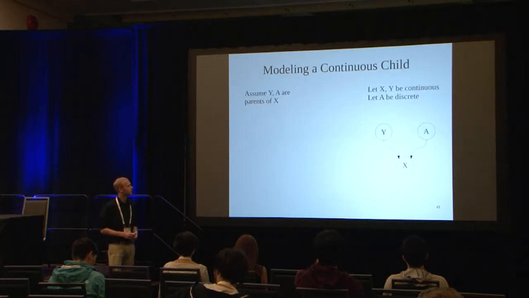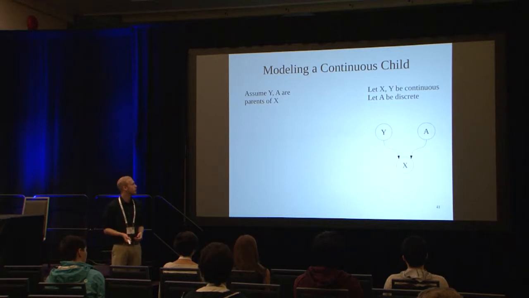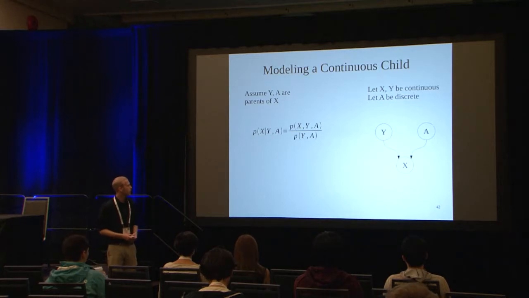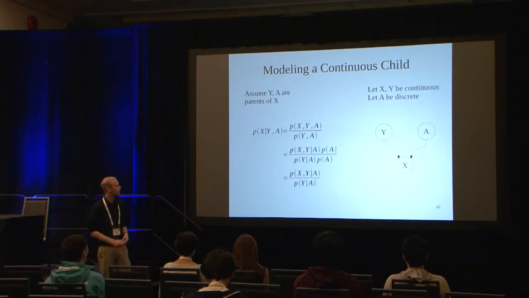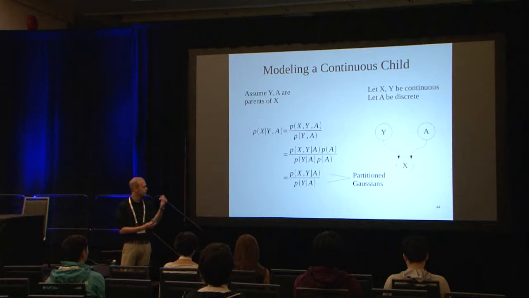So to make this more clear, let's assume we have x and y continuous variables, and a being a discrete variable. And further, let's assume that y and a are parents of x. We can calculate the probability of x given its parents as follows, which we can rearrange such that the continuous variables are on the left of the conditioning bar and the discrete variables are on the right. And now what we have are two partitioned Gaussians where the ratio of them is going to give us our desired probability.